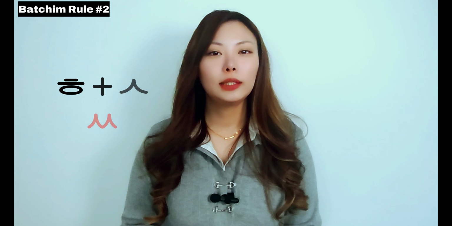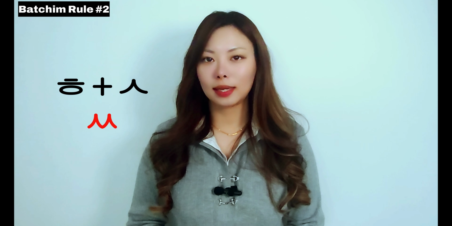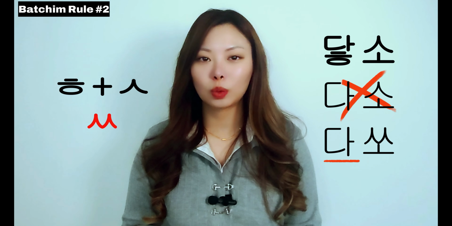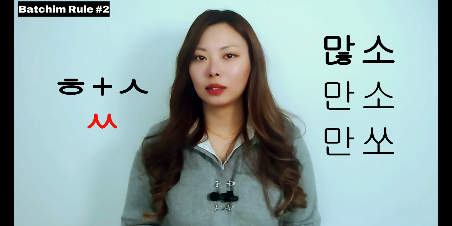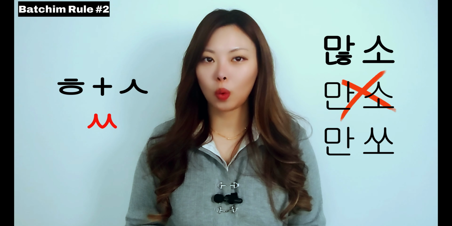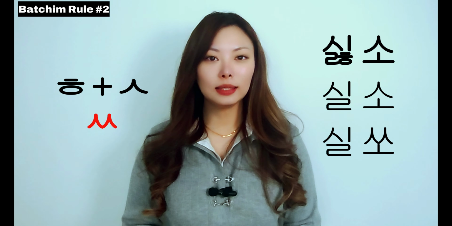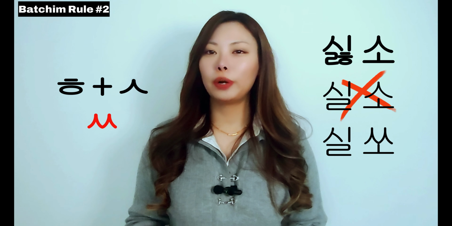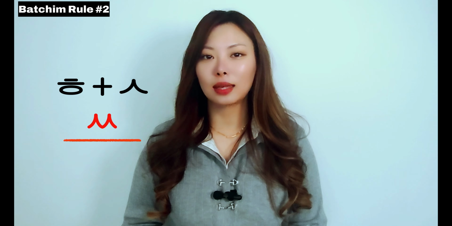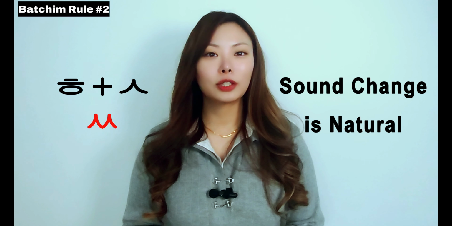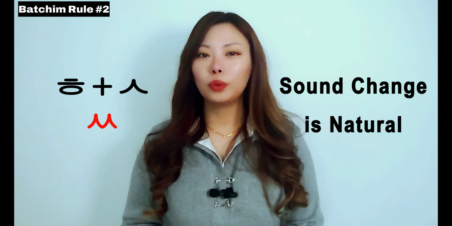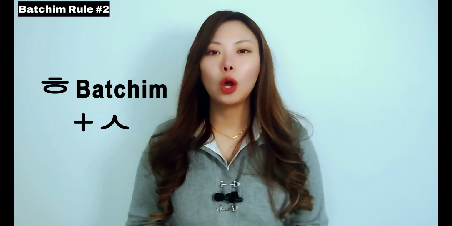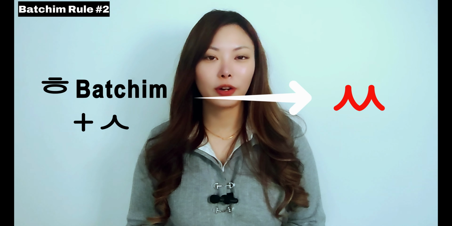Next rule, when shiot follows the hieut batchim, we tense the sound. Instead of 다소, we say 탔소. And not 만소, but 만소. Instead of 실소, we say 실소. So here we put more pressure to make the 쌍시옷 sound, and this actually happens naturally. The rule here will be hieut batchim followed by a shiot initial will produce a 쌍시옷 sound.